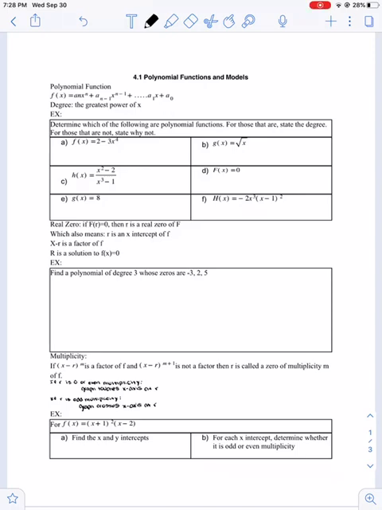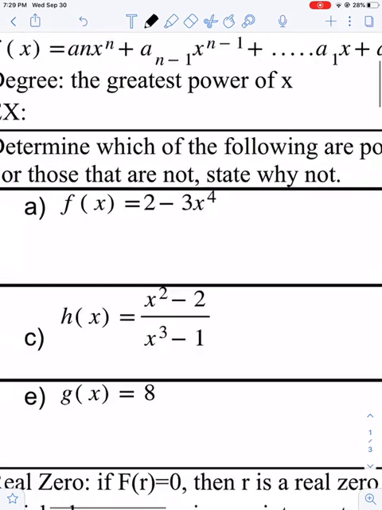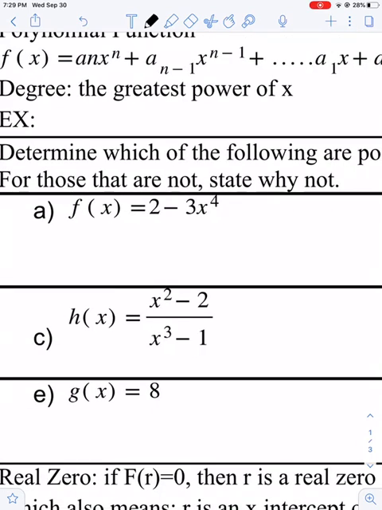Hey all, today we are going to learn about polynomial functions and models. So the first thing we're going to talk about is the degree of a polynomial, and what that just means is for your x value, what is the highest exponent in your function. So if we look at example A, we see 2 minus 3x to the fourth. The only x value we have is 3x to the fourth, and it has a degree or exponent of 4.